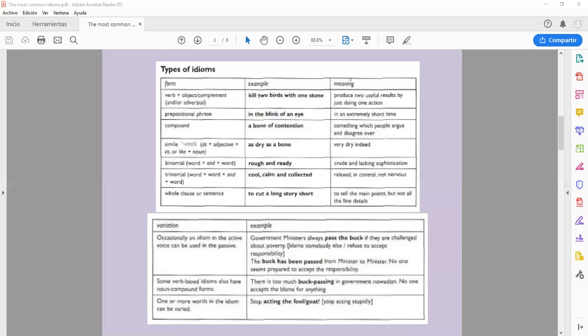All right. Finally, let's go to the next idiom, a bone of contention. Here it is. A bone of contention means something which people argue and disagree over. For example, whenever we talk about politics, it can be a bone of contention. Any other topic that could be a bone of contention?